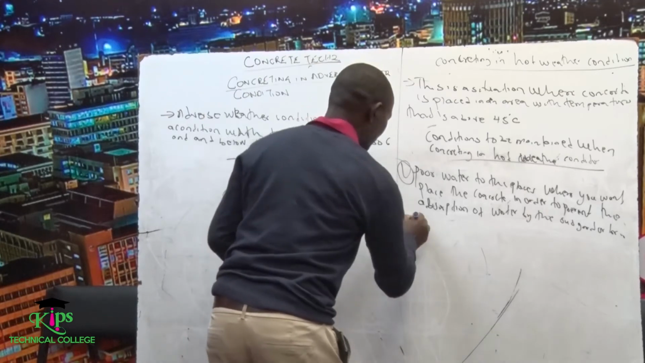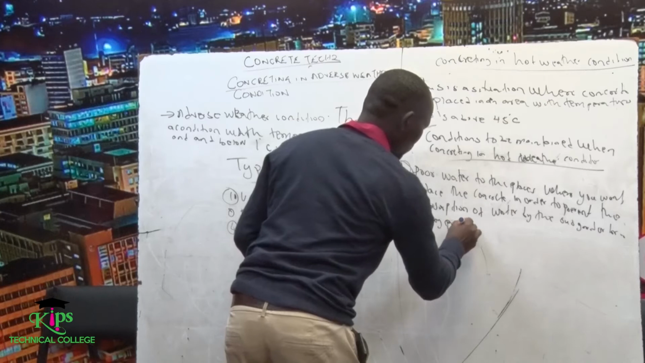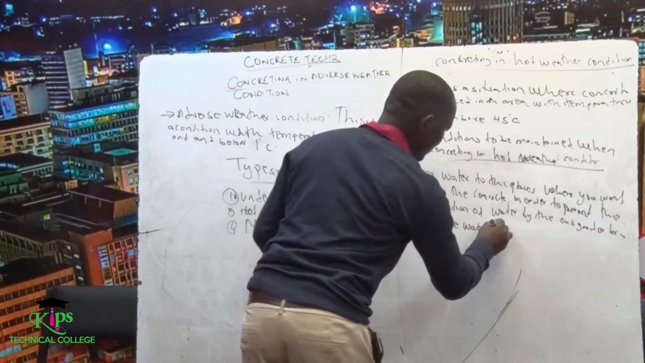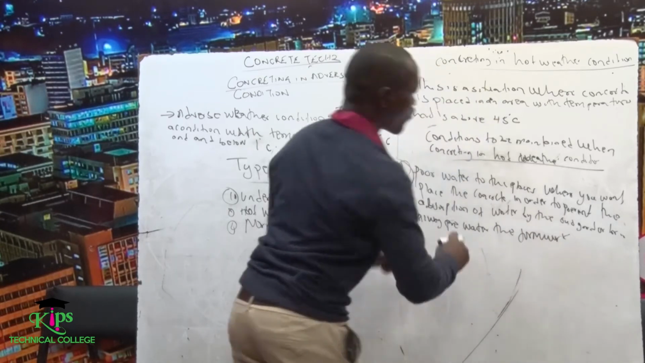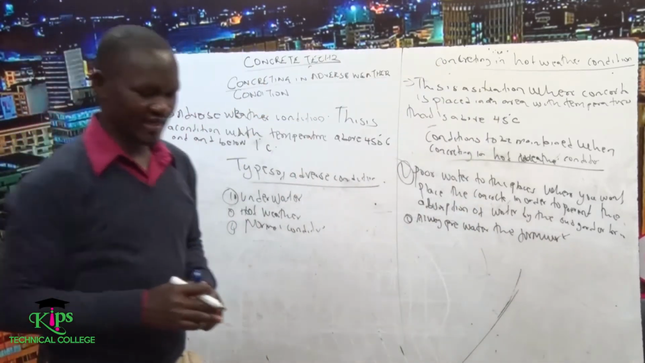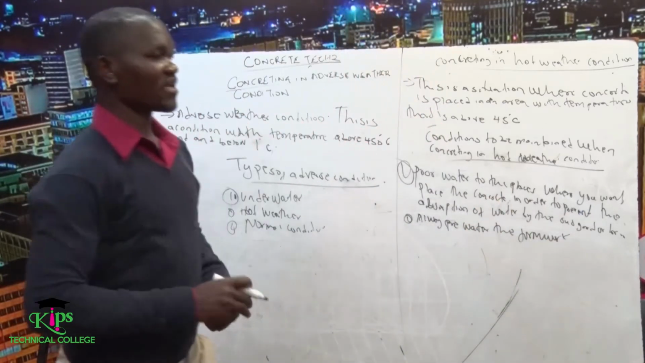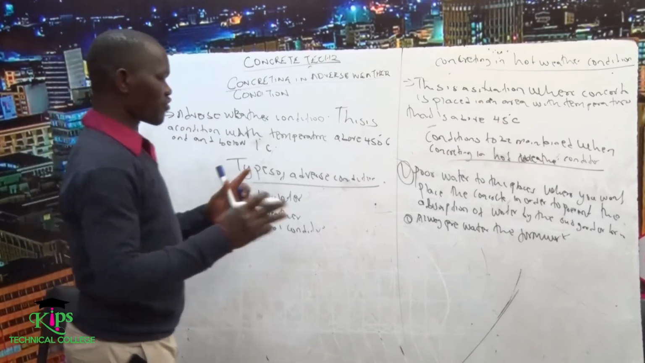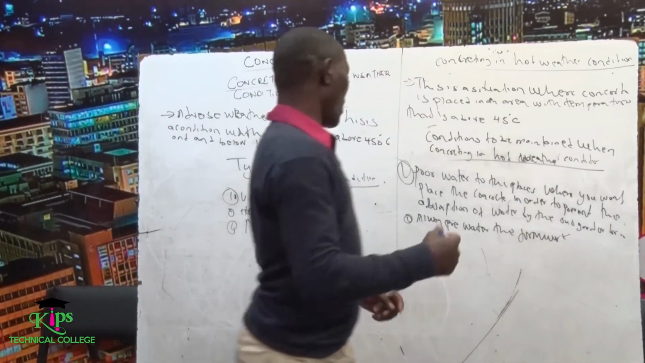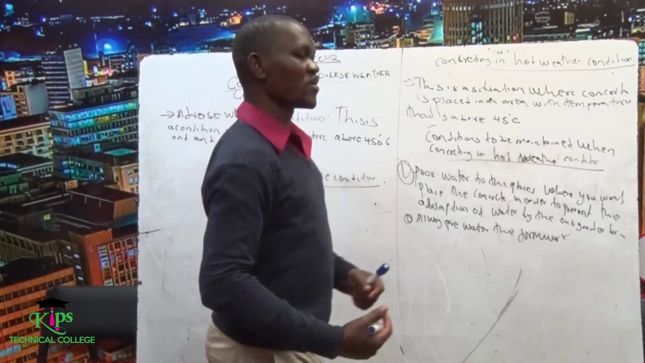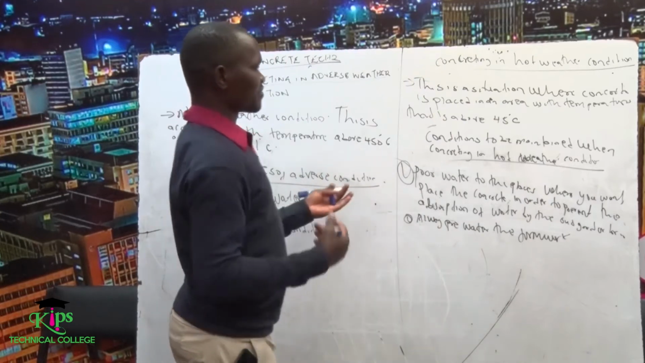Always pre-water the formwork. It means when we want to cast the columns or the beams, then the material that we want to use as formwork, we should pre-water them, or place them inside the water, so that we prevent a lot of heat from being absorbed.